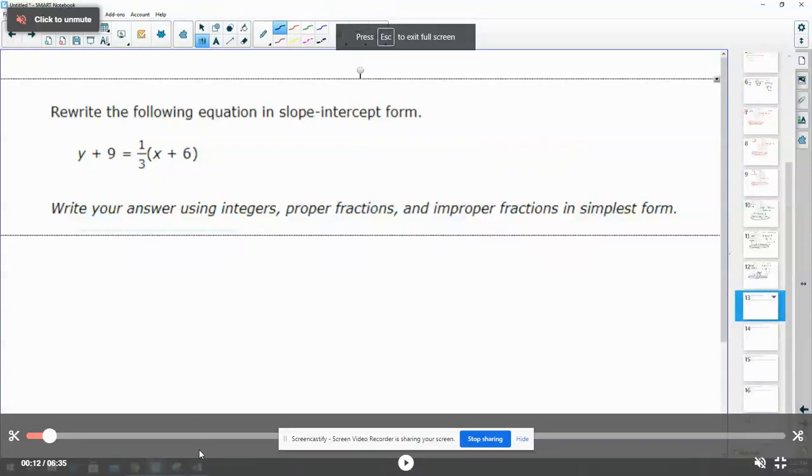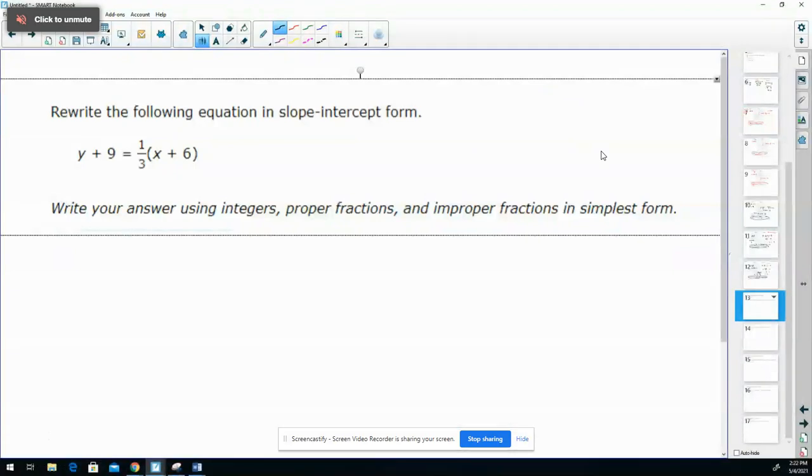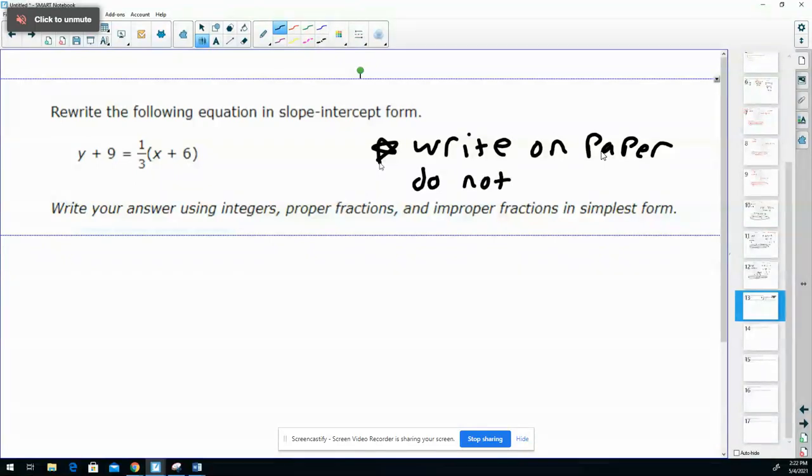Hello, everyone. So this assignment has us rewriting equations into slope-intercept form. Remember, slope-intercept form is that y equals mx plus b thing, which I will put up in a minute. And there are some fractions, but they're not that bad. You want to make sure that you write it on paper and do not do it in your head. If you try to distribute this in your head, you're going to get massively confused. So we're trying to solve for y.